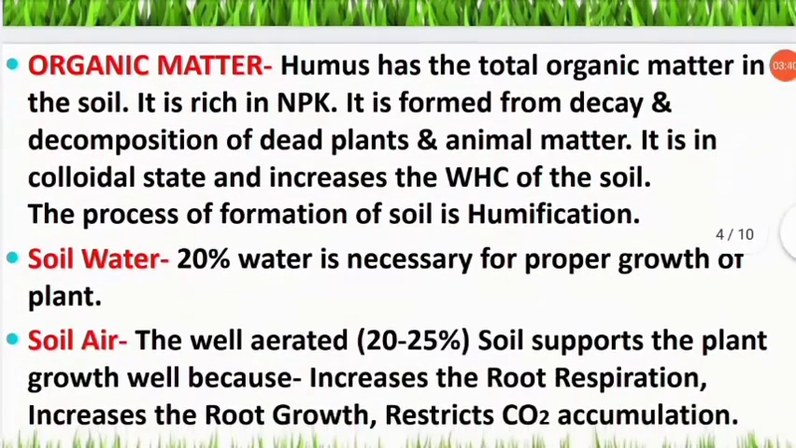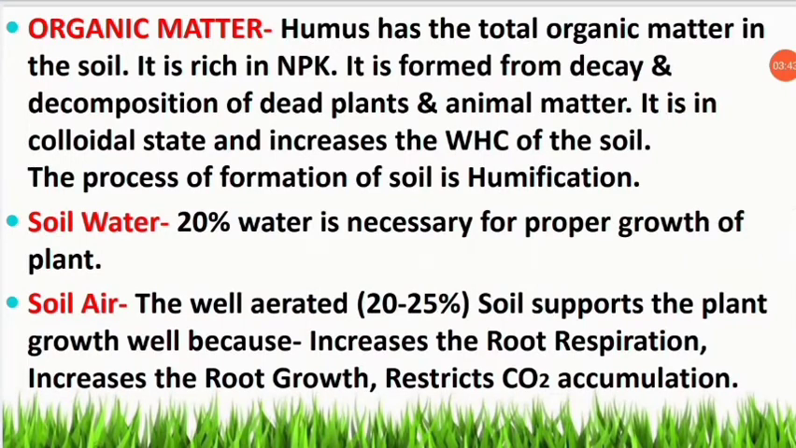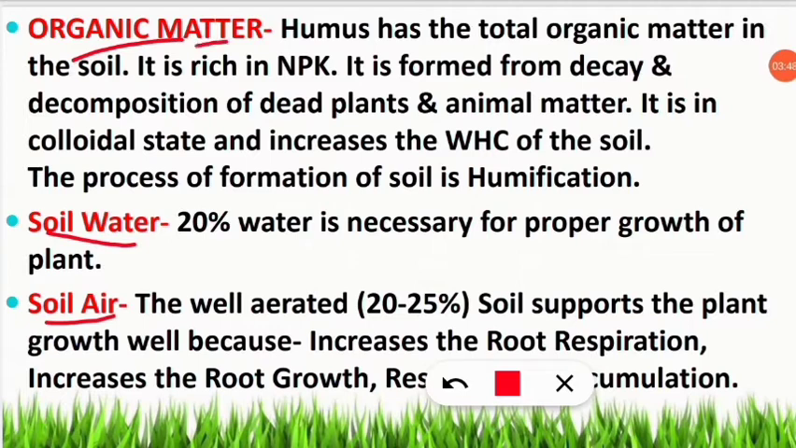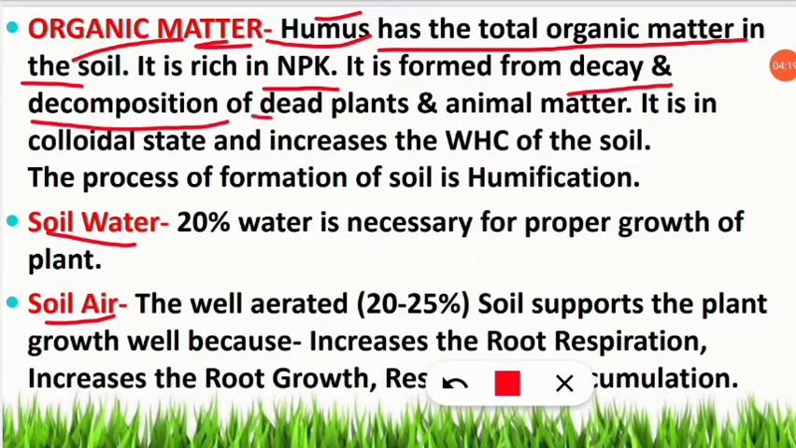Among the other components, we will discuss three important components of the soil. These are organic matter, soil water and soil air. So organic matter क्या होता है? Humus is the total organic matter in the soil. आपने पढ़ा है 95% humus organic matter को constitute करता है. So you can say humus is the organic matter present in the soil. It is rich in NPK. This NPK means nitrogen, phosphorus and potassium. These three elements are very important for plants, and they are found in humus. How is it formed? Humus is formed from the decay and decomposition of dead plants and animal matter.